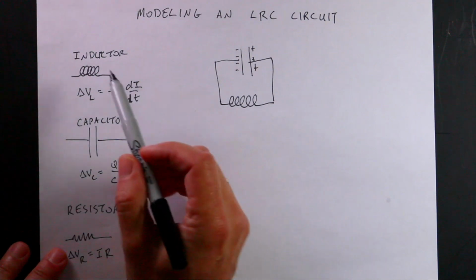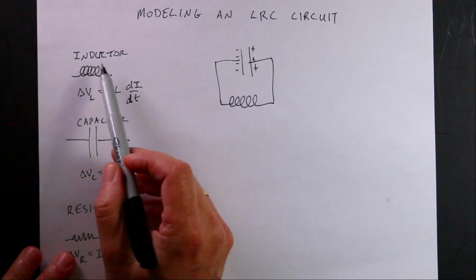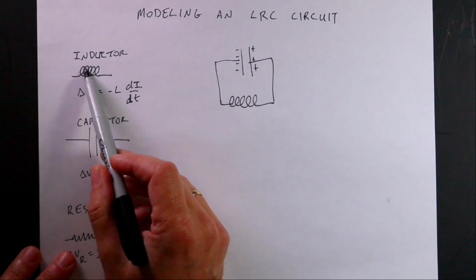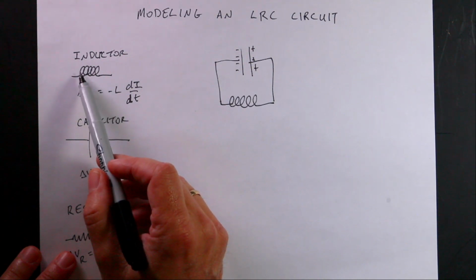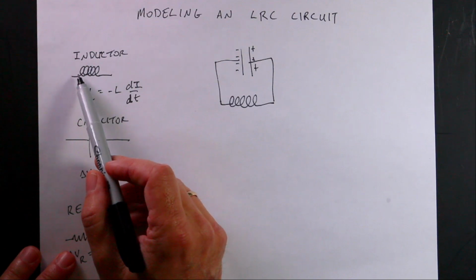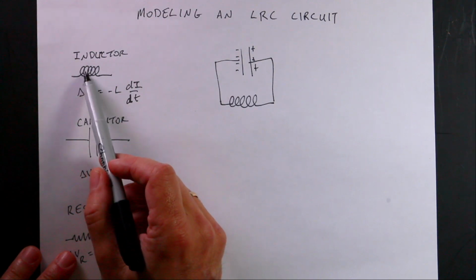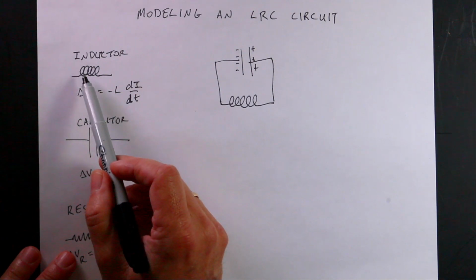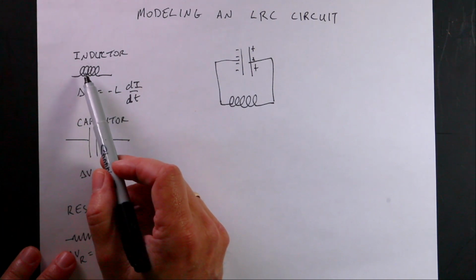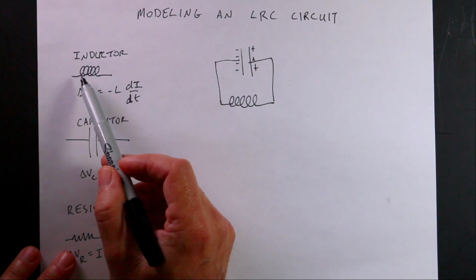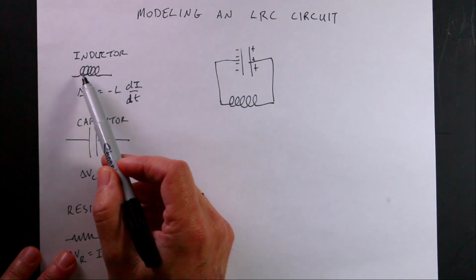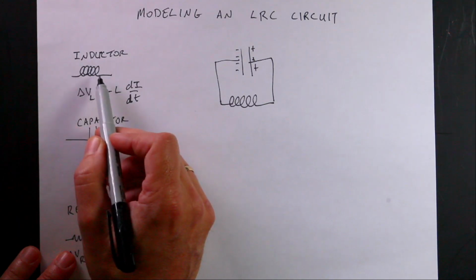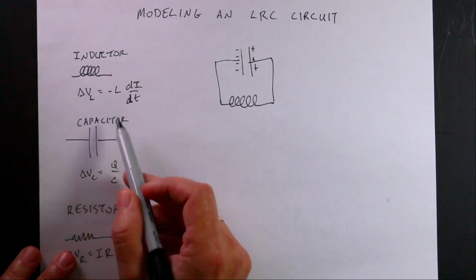So the first thing that we have is an inductor. An inductor is a coil of wire, and it turns out that if I have current running through this coil, it's going to make a magnetic field. But if I have changing current in this coil, it's going to make a changing magnetic field, and the changing magnetic field makes an electric field. That's Faraday's law. And that electric field opposes the change. So that means that if I have this coil of wire, which we call an inductor, then the voltage across it can be written as this.